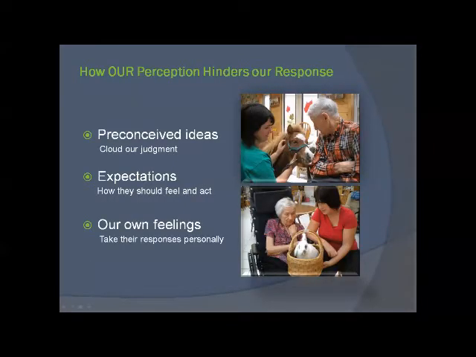Our perception hinders our response. Preconceived ideas about how someone should act, or whether they're answering the way we expect them to answer, clouds our judgment. It keeps us from being able to just be there with the person and to connect with them on an emotional level. Our expectations of how they should feel and act are one of the major barriers to anyone providing appropriate care and validation for people with dementia.